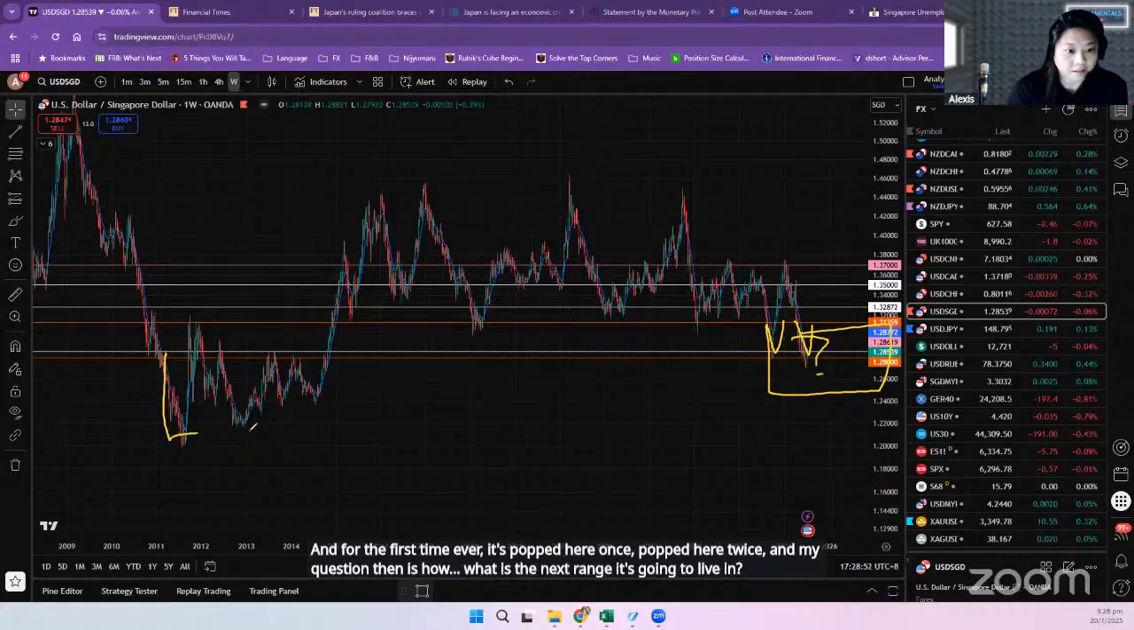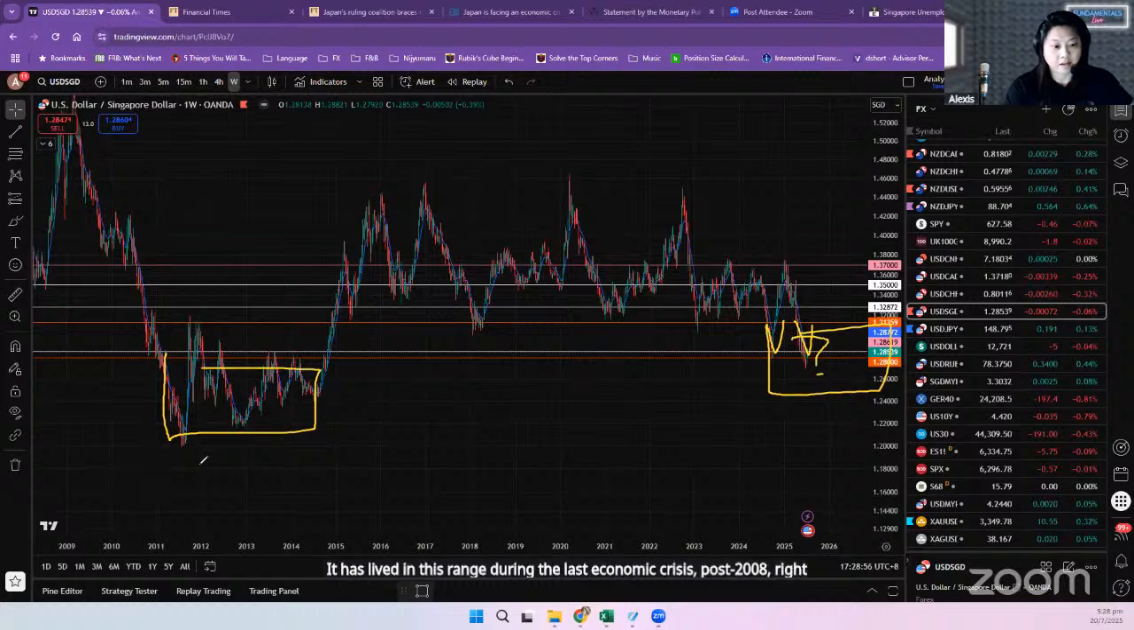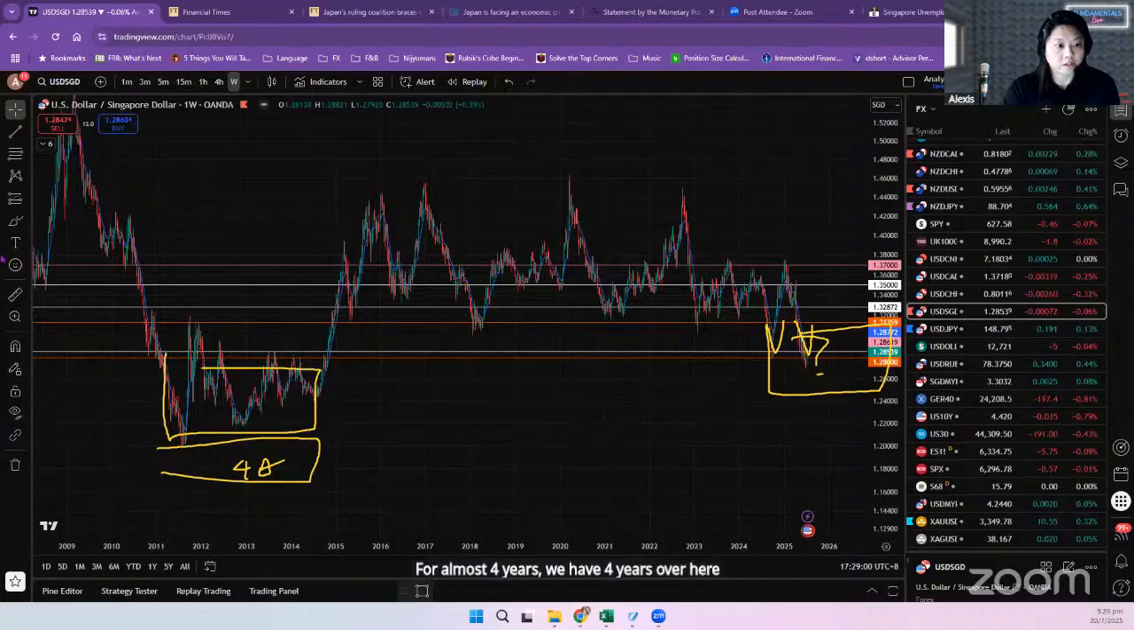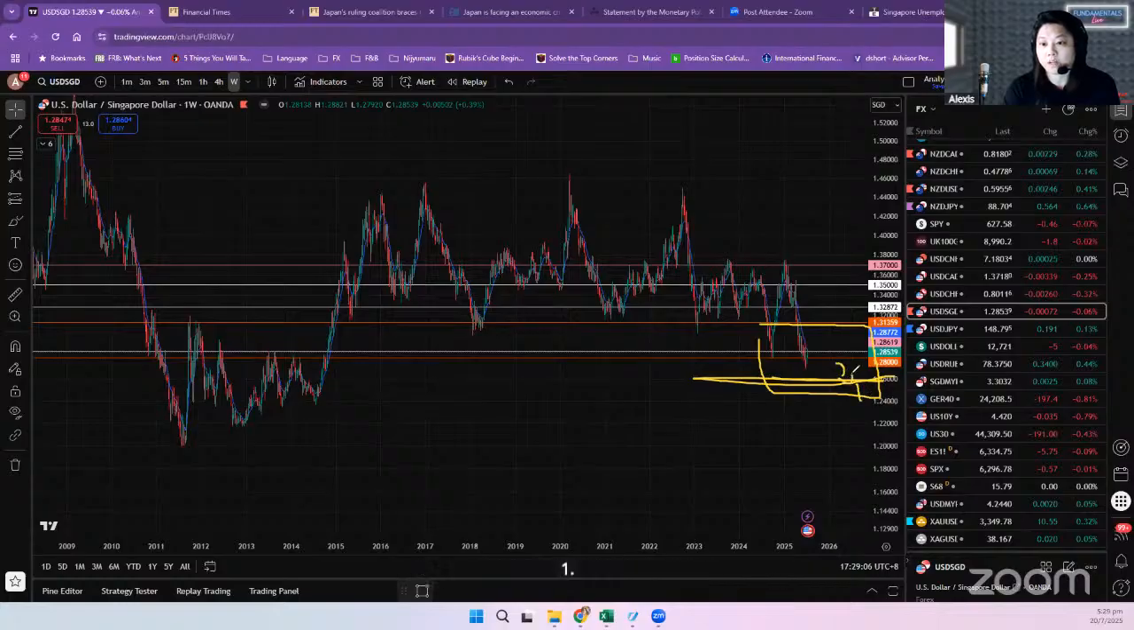It has lived in this range during the last economic crisis, post 2008, right? It stayed here for almost 4 years. We have 4 years over here. So the question is, is it going to stay another 4 years here? How long will it take? And if it does go below 1.26, how long will it get to go there?